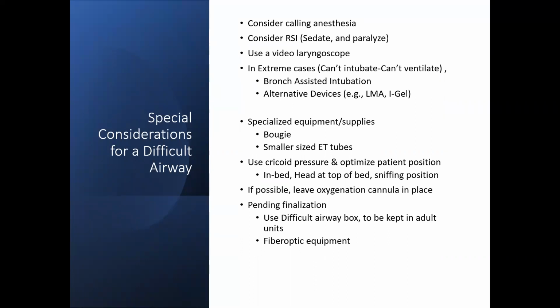Over the past 5 years or so, whether it's a high flow or low flow nasal cannula, if it's not in your way, leave it there. It's going to buy you a little extra time with oxygenating the patient while you're attempting to intubate. Depending on where you work, use a difficult airway box, kept in the adult units, with fiber optic equipment and things along those lines. A lot of hospitals are really starting to adopt that difficult airway initiative.